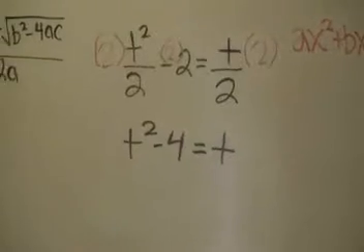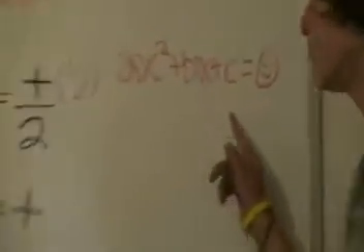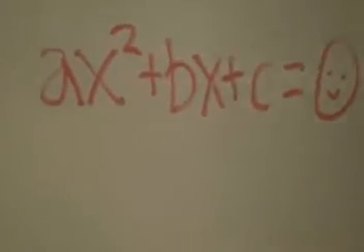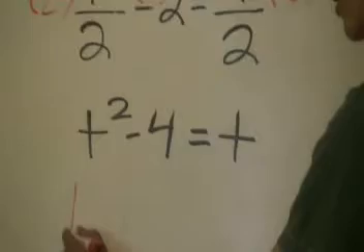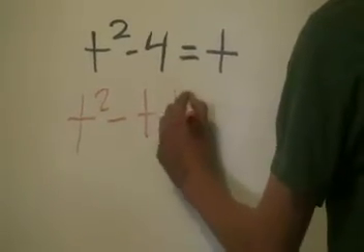So then you subtract t from both sides because you want to be able to get it into standard form, which is ax squared plus bx plus c is equal to 0. So it becomes t squared minus t minus 4 is equal to 0.